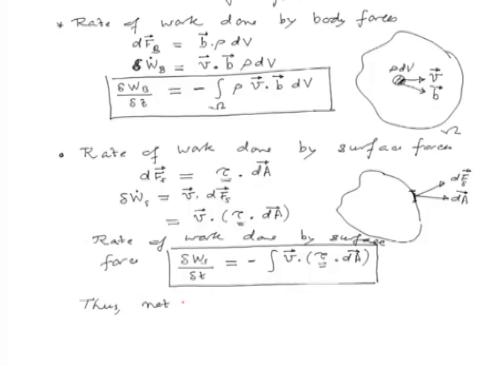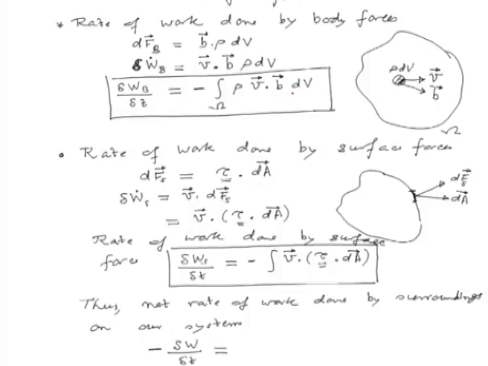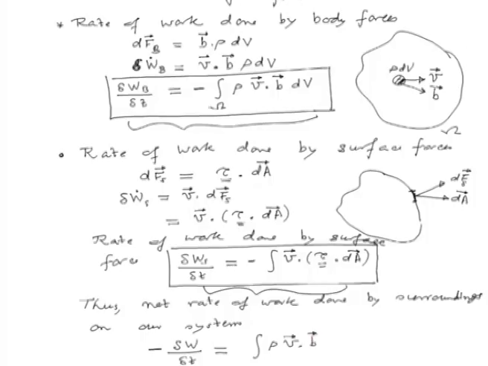Okay. So thus the net rate of work done by the surroundings on our system is minus delta W over delta t. That will be the sum of the two integral relations which we derived earlier: the first one corresponds to the work done by body forces, and the second one corresponds to the work done by surface forces. So combining these two together, we get the integral of rho V dot b dV plus the area integral of V dot tau dot dA.